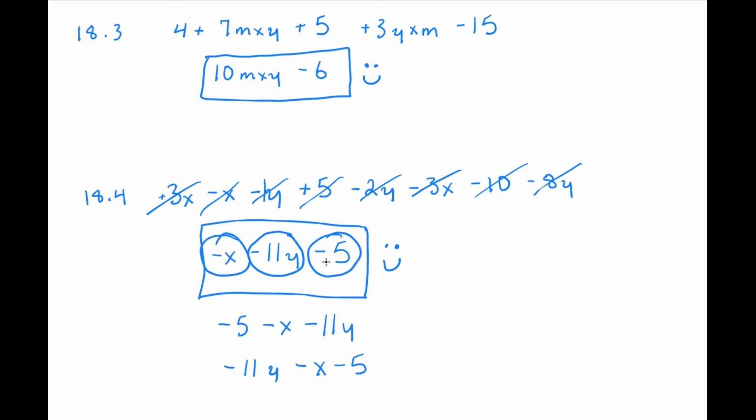If you got those three terms in any order, then you got that problem right. Same thing up here. If you got negative 6 plus 10mxy, same solution, it's just in a different order, and that's perfectly acceptable. I try to do a good job of giving you all these options so that the system will match it up to what you put in there.